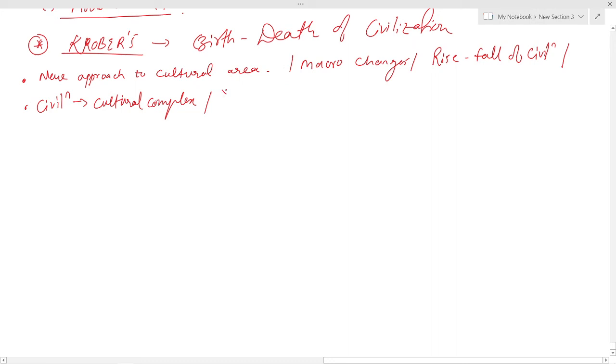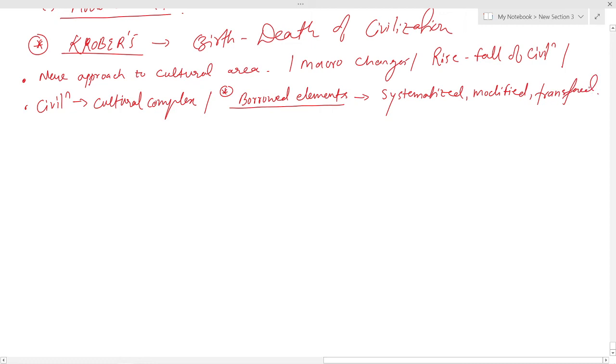So here he says that the borrowed elements are systematized, modified and transferred, so they become a chain of culture, and hence become a part of the chain of the culture.